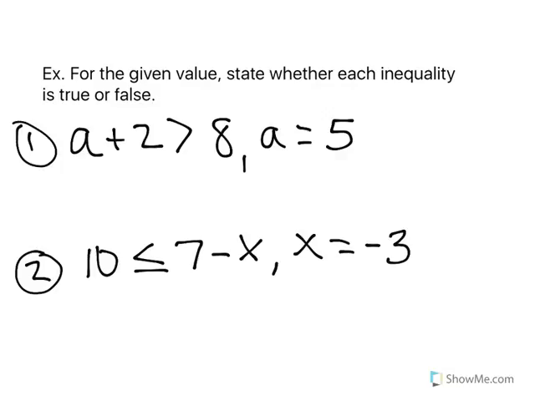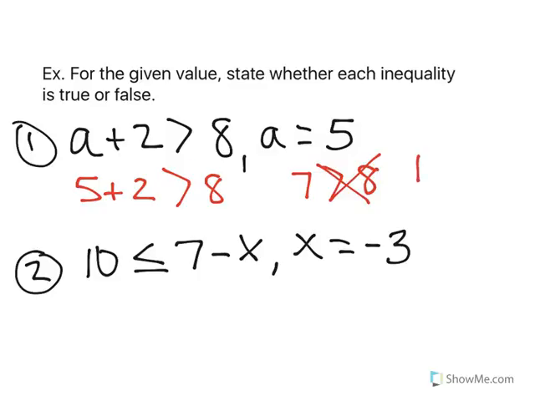Our next example says, for the given value, state whether each inequality is true or false. Number one says a plus 2 is greater than 8 if a equals 5. Let's plug it in. Is 5 plus 2 greater than 8? Well, 5 plus 2 is 7, and 7 is not greater than 8, so we can say that is false.